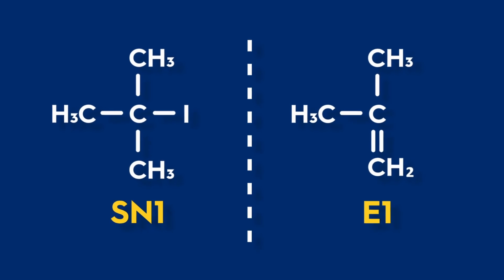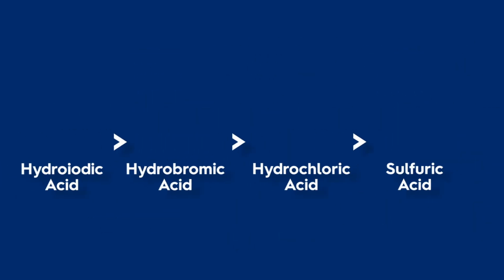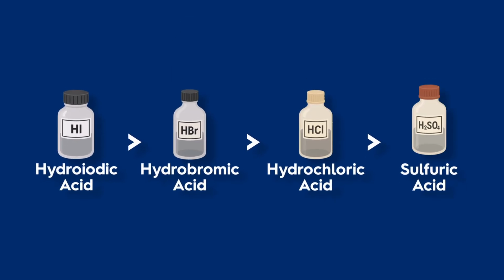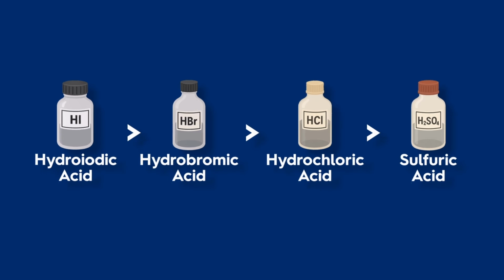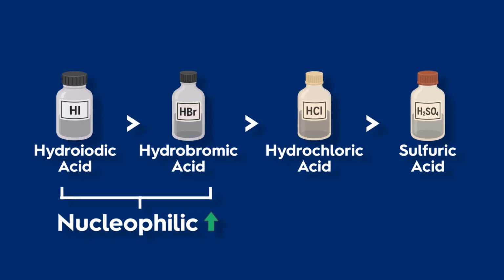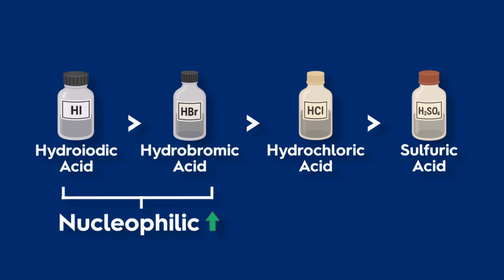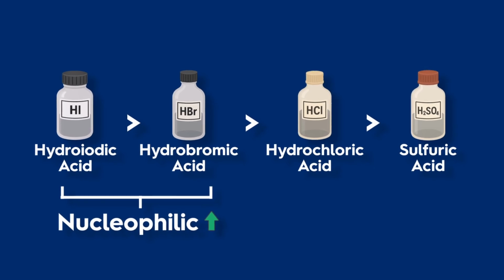But not all acids are equal. Hydroiodic acid is the most effective. Hydrobromic acid works well, but hydrochloric acid is much less efficient. Why? Because iodide and bromide are strong nucleophiles in these conditions, while sulfate from sulfuric acid isn't.